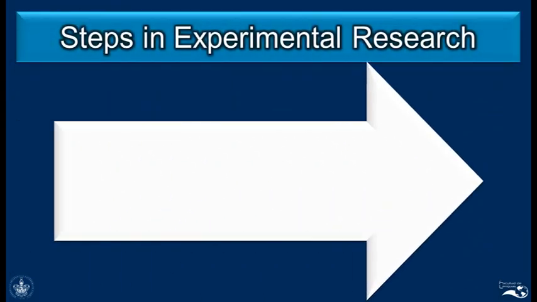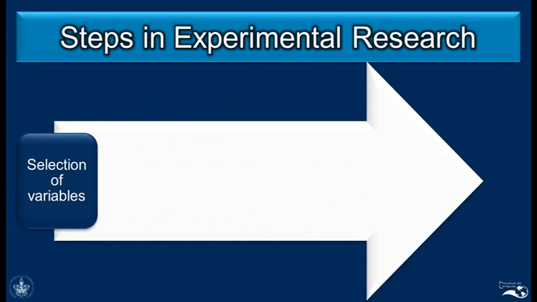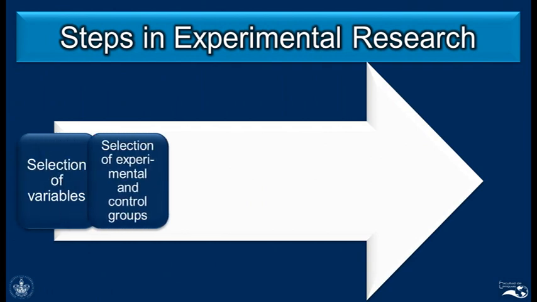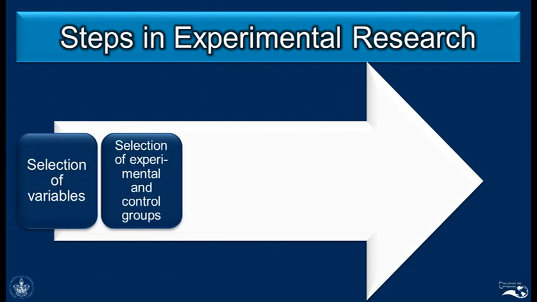Now let's summarize the steps in experimental research. Obviously, we're going to begin by selecting the variables. Remember that experimental research is about testing a hypothesis of the effect of one independent variable on a dependent variable. So that's the first step. Secondly, we need to select the kind of experimental and control groups that we're going to use. Remember that these selections need to be randomized.